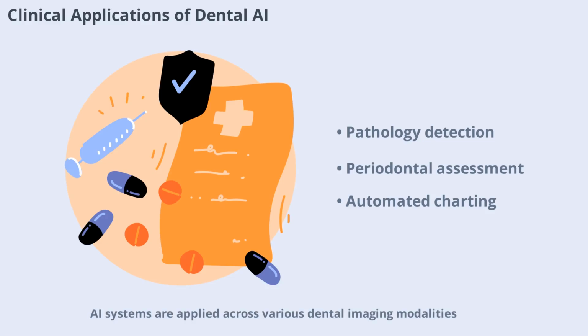AI systems are applied across various dental imaging modalities, including intraoral, panoramic, cephalometric, and CBCT scans. They detect pathologies such as caries, periapical lesions, and calculus, automate periodontal assessments, assist in orthodontic planning, and support surgical workflows. Automated charting and restoration detection streamline clinical documentation, while AI's high sensitivity and specificity improve diagnostic accuracy and patient outcomes.